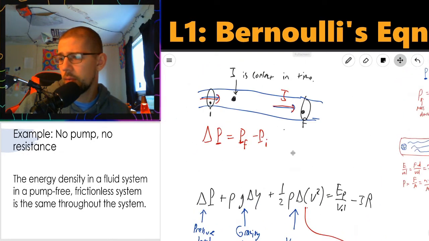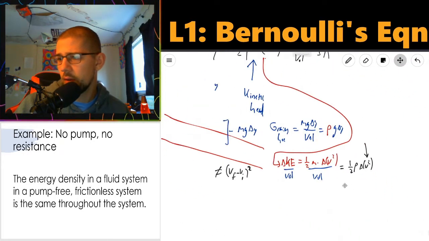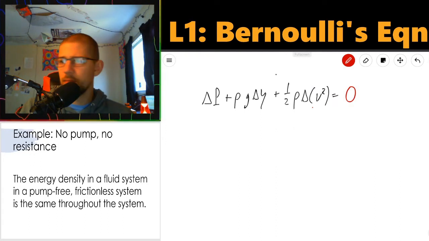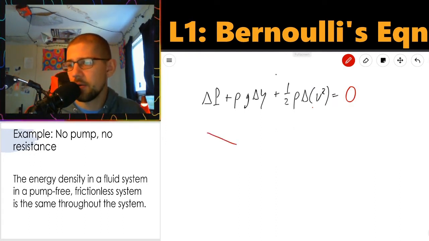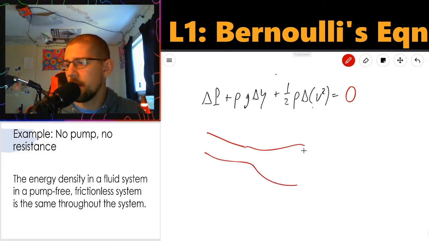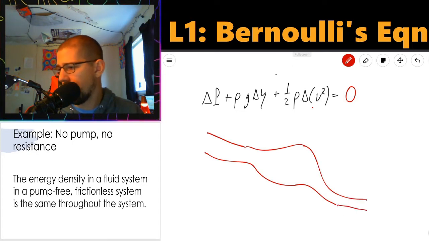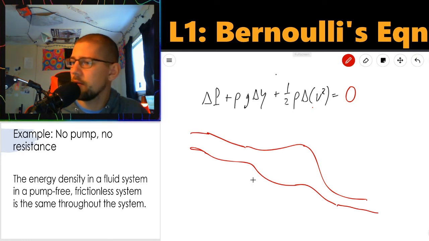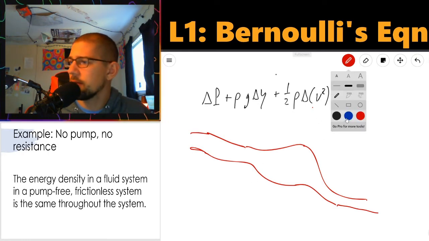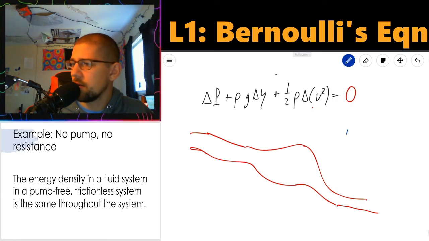So let's say that we have some fluid system, let's say it's a pipe, just for fun. Let's say we have a pipe that does some squiggles, maybe it gets wide in some areas, gets narrow in other areas, whatever. It's got various areas, various fluid speeds, various heights. If there's no pump and there's no resistance, then the right-hand side of the equation is 0.